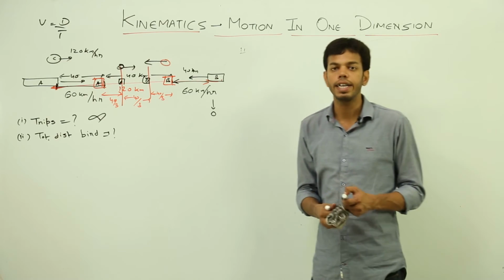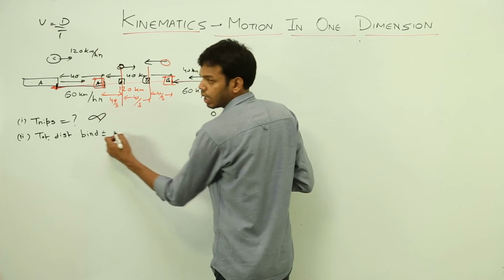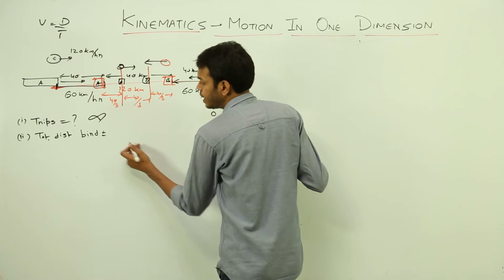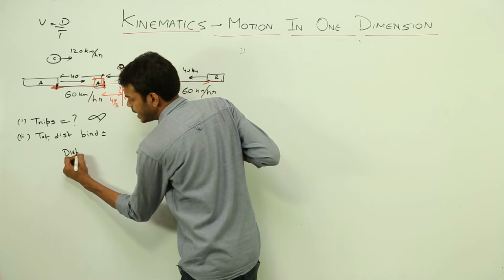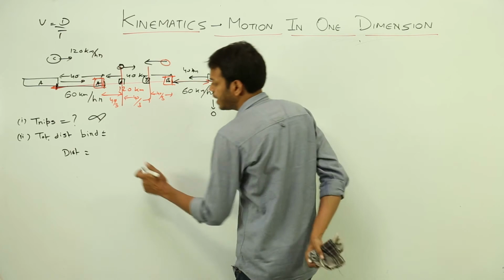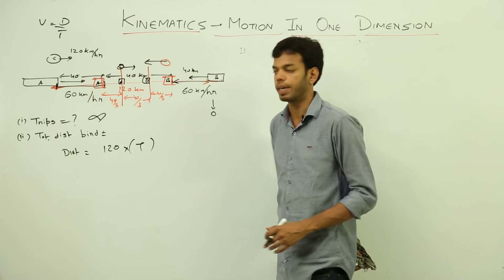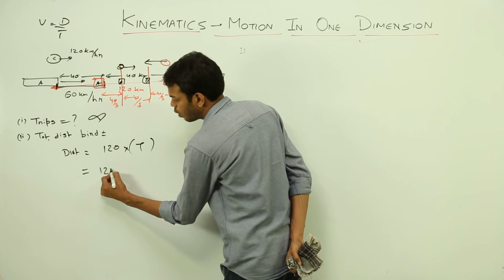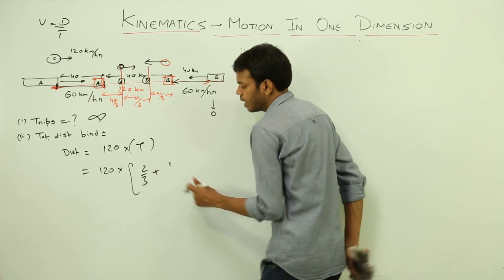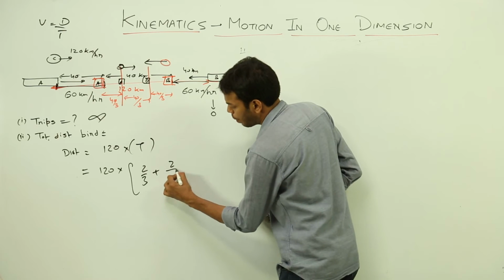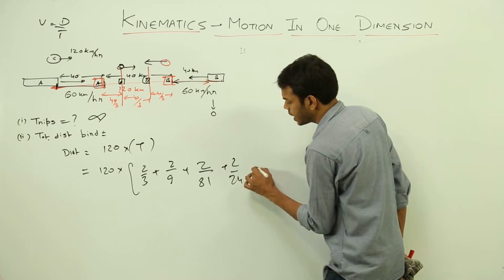But there is another method to find it out, just to prove that whatever we just said was right. So what is total distance? Distance is speed into time, right? Speed is 120 into the total time taken by the bird. What was the total time we just calculated? 120 into the time is, first of all, 2 by 3 hours, plus second case it was 2 upon 9 hours, plus 2 upon 81 hours, then 2 upon 243 hours, and so on.